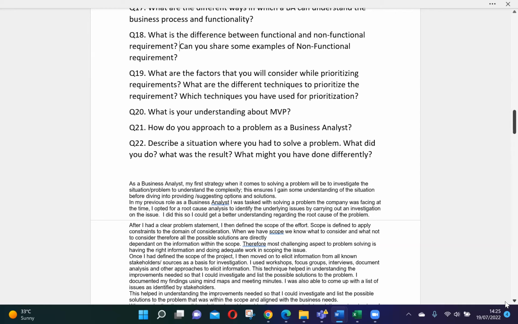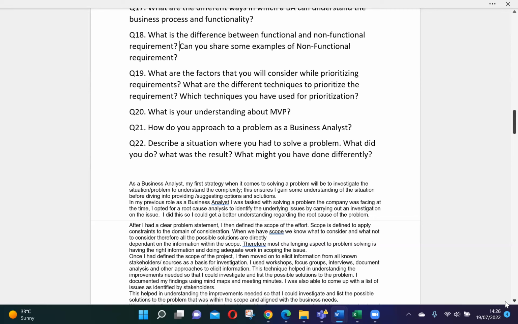First factor is the business value. Second factor is stakeholder agreement. Which requirements the majority of the stakeholders are agreeing on, that should be prioritized first. Third factor is business impact. If you don't prioritize that requirement first, or don't work on that requirement first, the business can have an impact. So such a requirement should be prioritized first.